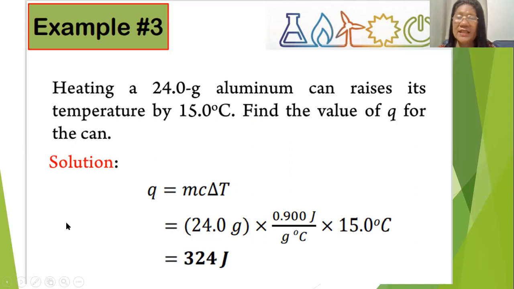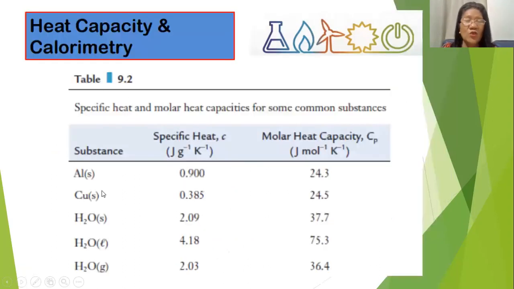So, heat. Which formula will we use, specific heat or molar heat capacity? It should be specific heat. Therefore, Q equals mc delta T, or mass multiplied by specific heat capacity and change in temperature. Our mass is 24. For C, take a look, it's aluminum. So it's 0.9 joule per gram degree centigrade.